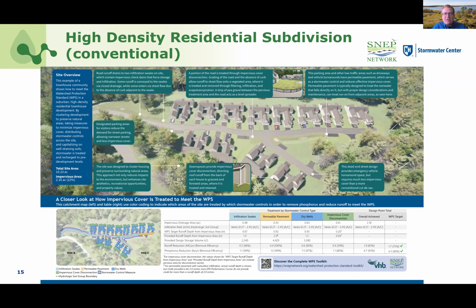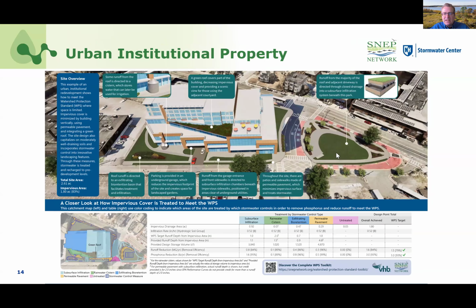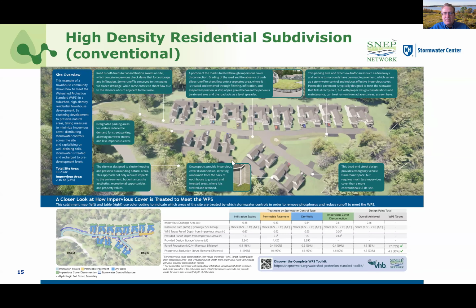High density residential subdivision, a more conventional design. And then there is a high density residential subdivision with a low impact development design. So you have shared driveways, more clustered housing, smaller impervious footprint, and a large retention infiltration area, as opposed to the standard design that has a little bit more density, more pavement, more roads, but again, it's still able, even in a conventional design, to meet the watershed protections.